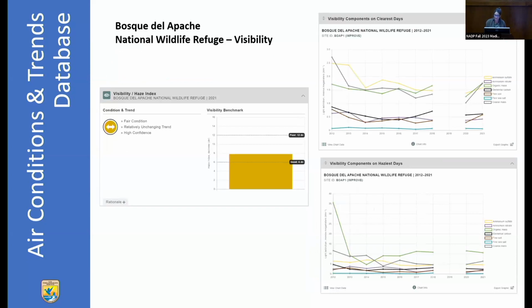And now to look at visibility. Visibility at Bosque is measured using an IMPROVE monitor. The visibility benchmark is fair based on the 5-year average estimated visibility. The 10-year trend in visibility remained relatively unchanged on both the 20% clearest and haziest days, so this resulted in an overall unchanged visibility trend. And the degree of confidence at Bosque is high because there's, again, an in-refuge or nearby representative monitor.